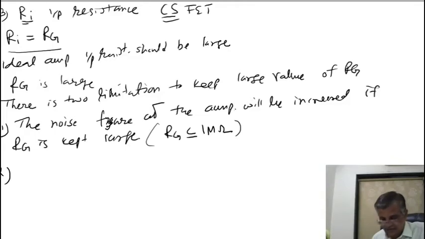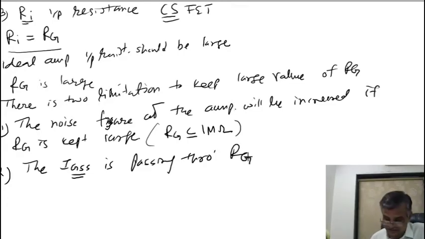Second, the reverse leakage current is passing through RG. See, IGSS is passing through RG. You know this.